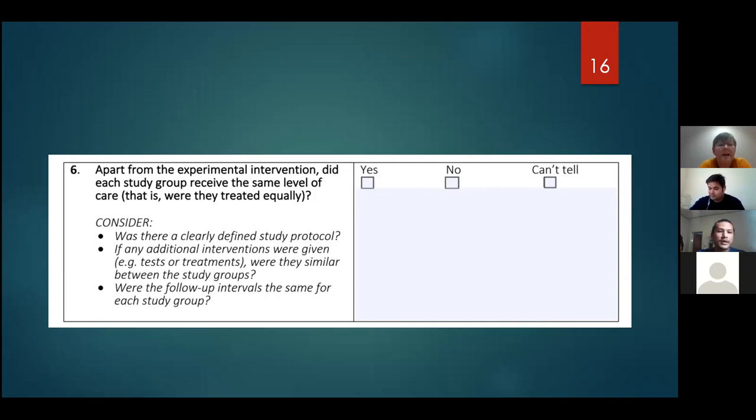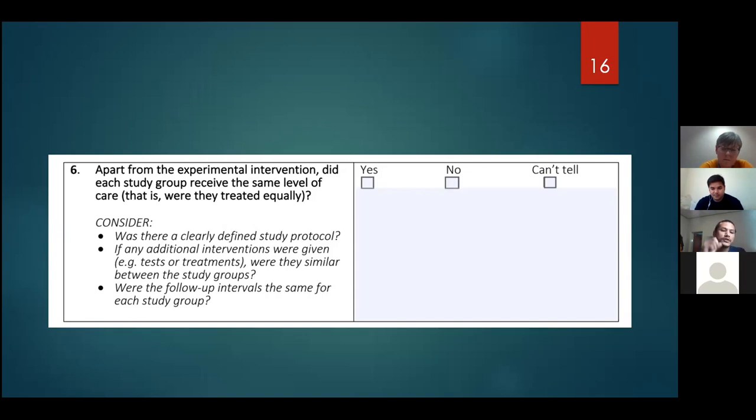So apart from the experimental intervention, did each study group receive the same level of care? That is, were they treated equally? So for this one, we have to consider, was there a clearly defined study protocol? If any additional interventions were given, for example tests or treatments, were they similar between the study groups? Were the follow-up intervals the same for each study group?